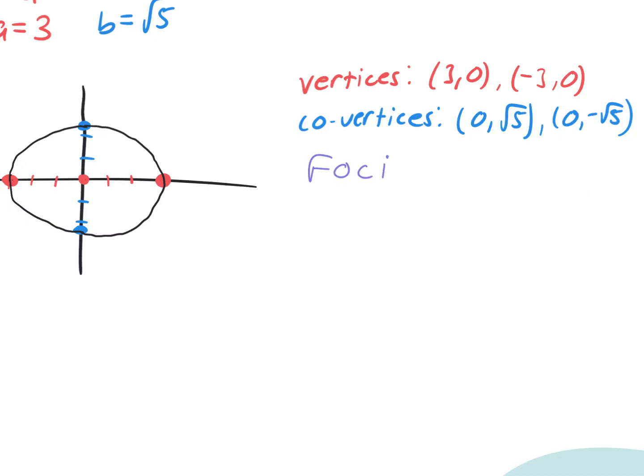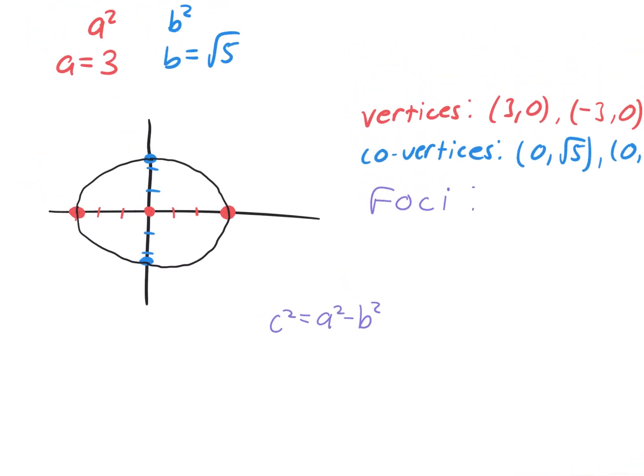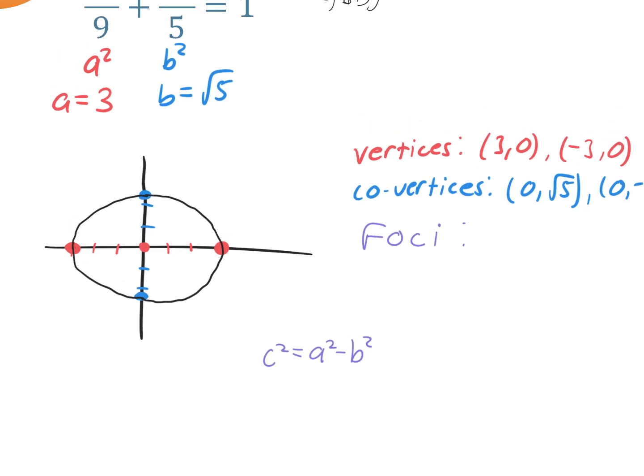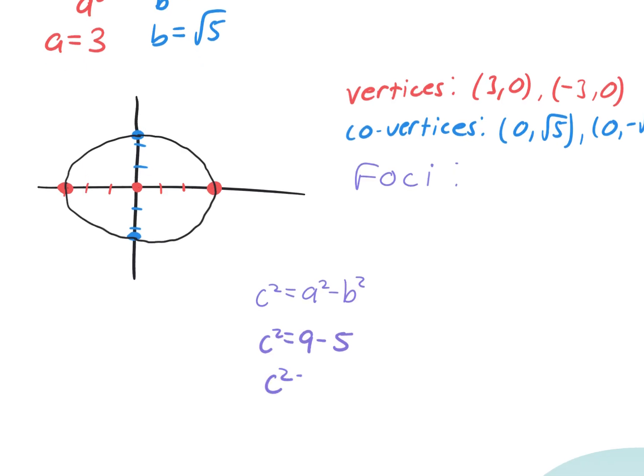And how did we find that again? What formula did we use? Very good, right? c squared equals a squared minus b squared. All right, what's a squared here? 9. What's b squared? 5. So I get c squared equals 9 minus 5. So I get c squared equals 4. What does that make c?